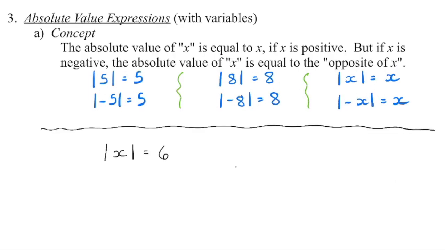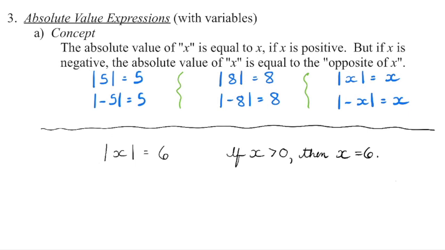So let's say that we take the absolute value of x. What could x be? Well, we've got two different scenarios that could happen. So if x happens to be positive, we know that when we take the absolute value of a positive x, we get that same value back. So if I take the absolute value of this, and this happens to be a positive number, I know it's going to equal this, which means that x will just be 6.